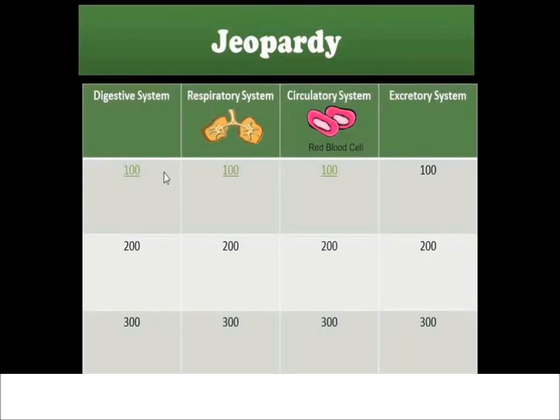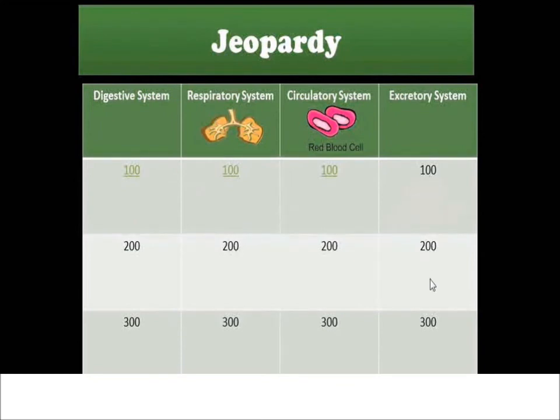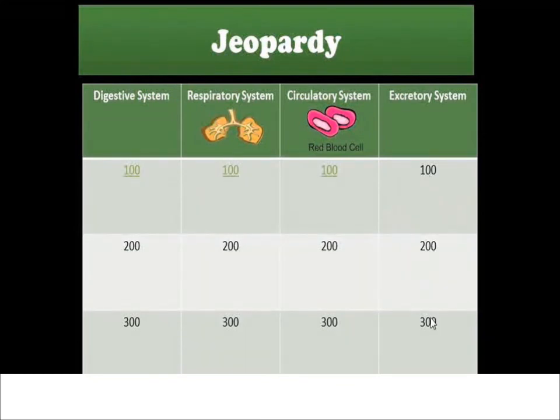Once you put in the score, click on here and it'll take you all the way back to the game board. And once again, you can click on any of these other ones. These have not had hyperlinks made to them. And that's essentially how you'd make a Jeopardy game board.